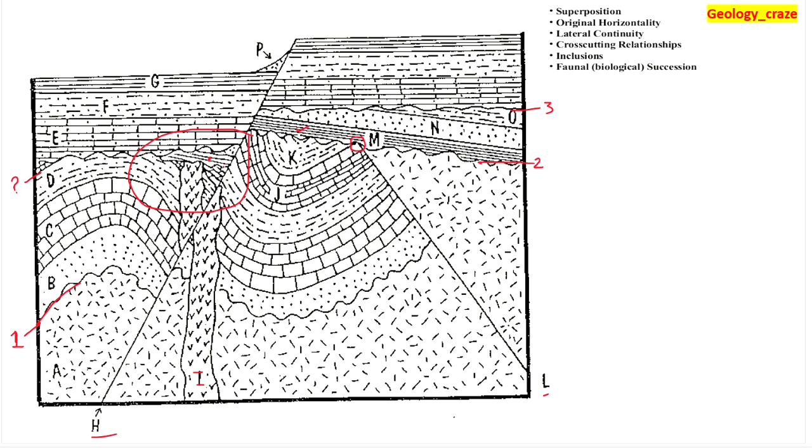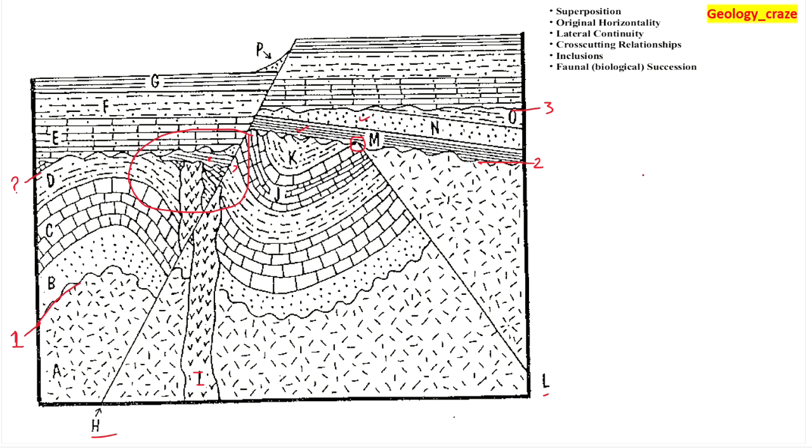This is M, this is M over, and above that we have this dotted layer N. And here we have one more unconformity. This is the lower unconformity, this is number 2. And this number, its situation is like this.